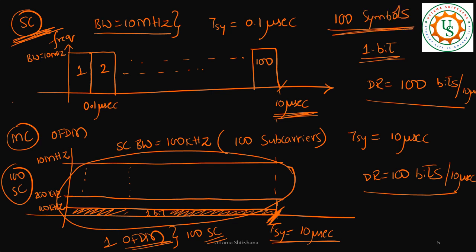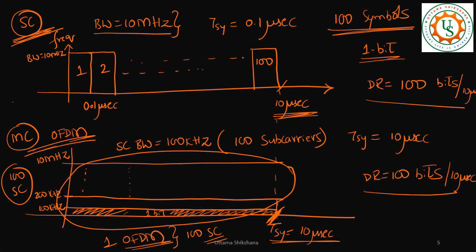Okay, so 100 symbols versus one OFDM symbol, that difference, I think you got it right now. So I hope you got the clarity why the data rate we are getting is the same. So by that way, we even say that the spectral efficiency is also the same. Okay, but then where is the data rate increasing in case of OFDM?